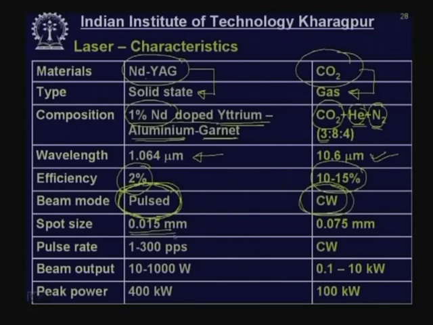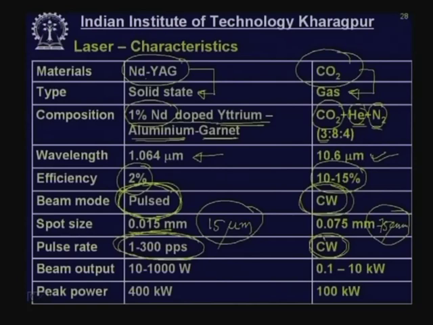Spot size is this one, in other words, it is around 15 microns. So, it is very, very less. In case of carbon dioxide laser, it is around 75 microns, so almost 0.1 millimeter, and this is almost 0.01 millimeter, it is very, very less. As this is used in pulse mode, the pulse repetition rate is 1 hertz, that is once per second to even 300 pulses per second. Carbon dioxide, as we have already told, is used in continuous mode.